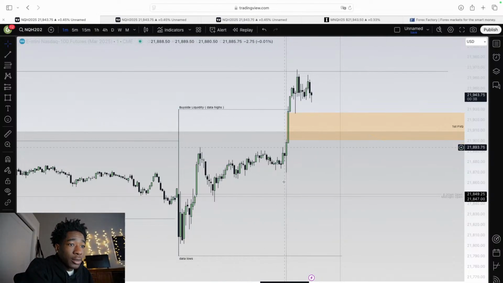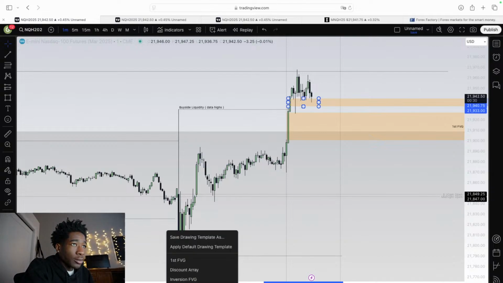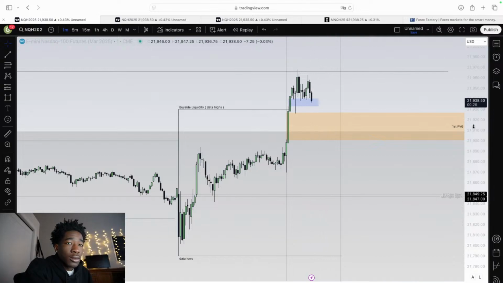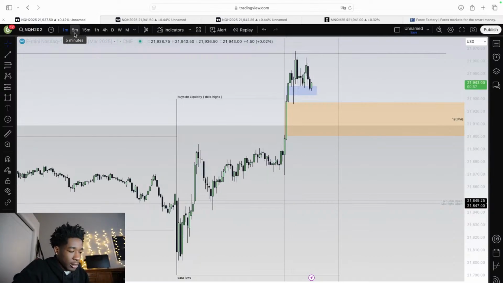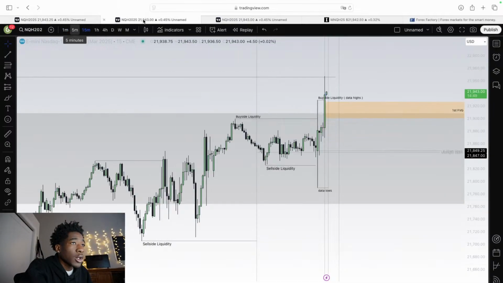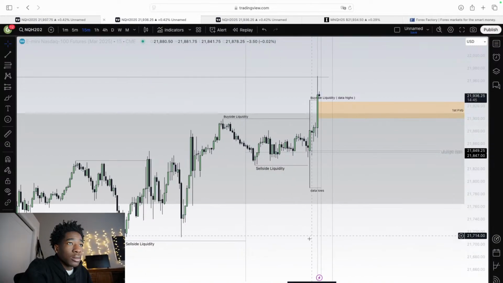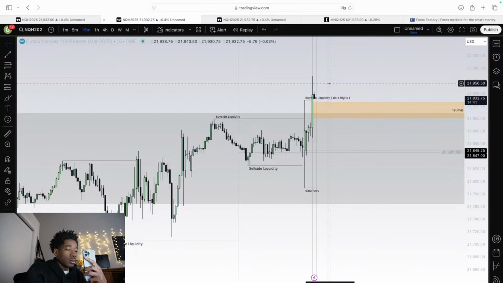I'm looking at this gap here as well. Let me see if it's treated as an inversion. Well, I'm not doing that. Oh yeah. Clean this up real quick.